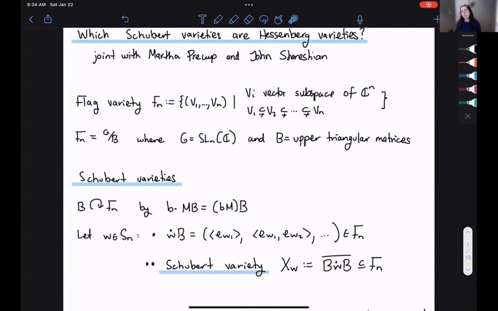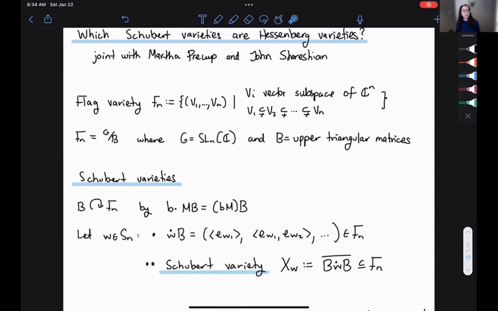Schubert varieties are combinatorial varieties that are very nice to study because you have this nice interaction between the combinatorics of your permutation and the geometry. And then there's a third branch of tools you can use to study Schubert varieties or subvarieties of the flag variety, which is representation theory. And I will touch on that very little towards the end.